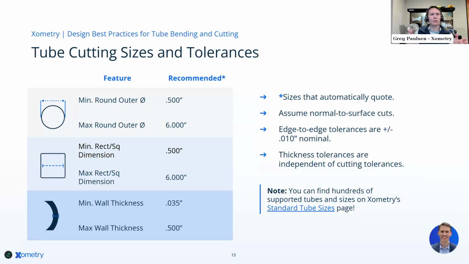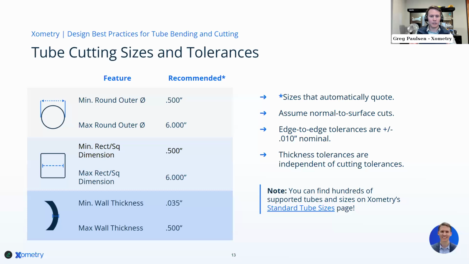Right. But we're instant quoting round tube from 1/2 inch to 6 inches. Same thing with squared and rectangular geometries. Wall thicknesses are about 35 thousandths of an inch up to a maximum wall thickness of 1/2 inch. So that variety of tube shapes is available, and of course, over that variety of materials that I mentioned earlier. We are quoting with the assumption of a normal to cut surface, which my next slide will go into.